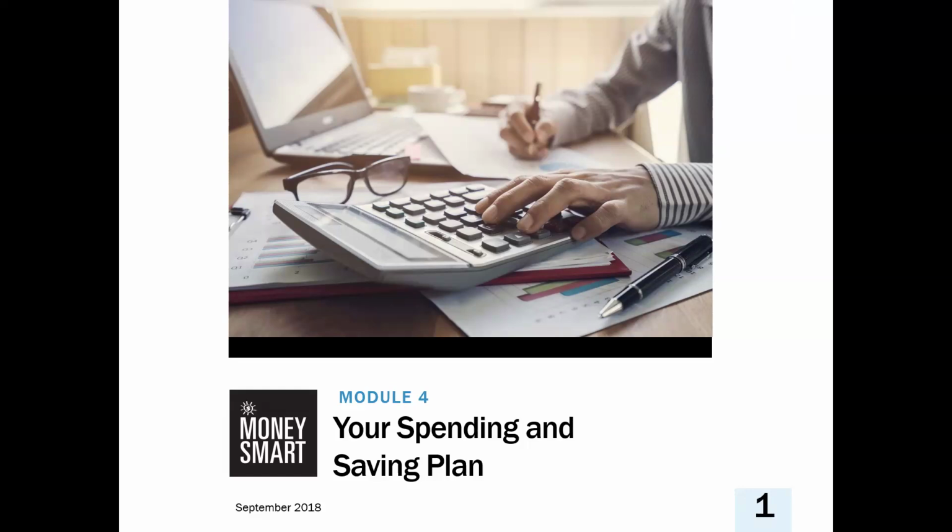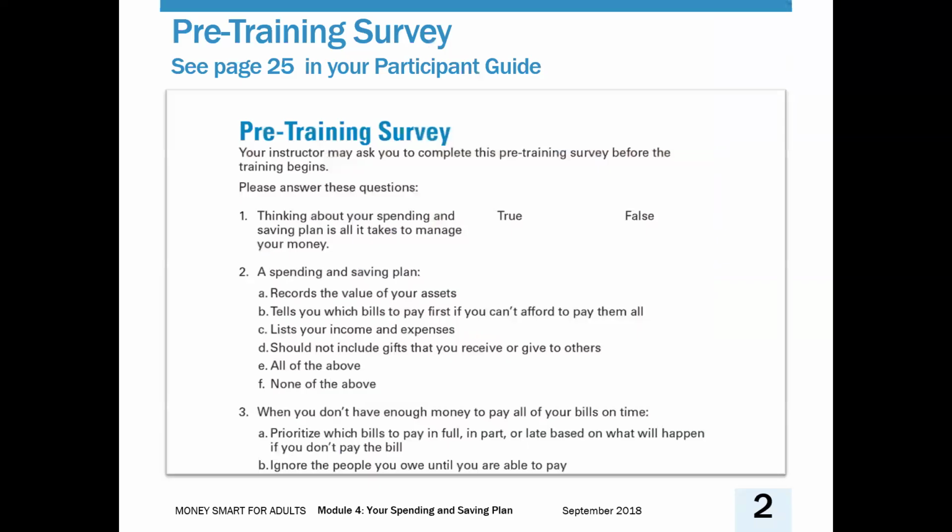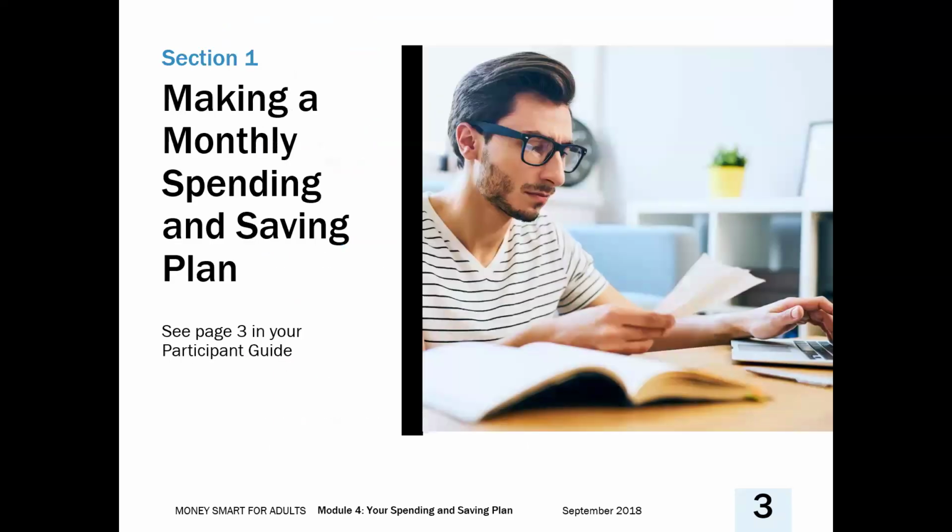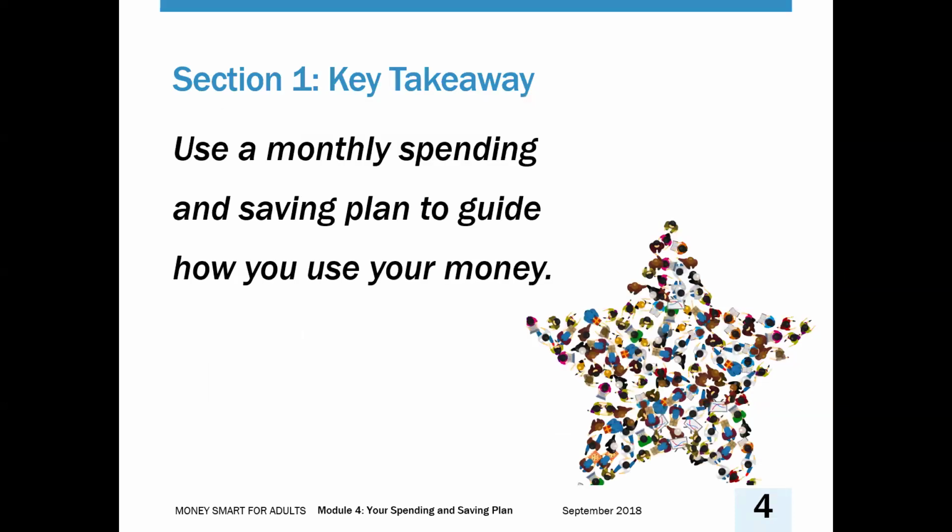Thanks, Lisa. Yeah, so tonight is your spending and savings plan. This is actually a really fast financial literacy workshop tonight. There's only two sections. In the first section, we're going to go over making a monthly spending and savings plan. So we're going to discuss creating a spending and savings plan, and then we'll talk about ways to increase income and decrease expenses. And the key takeaway from section one: use a monthly spending and savings plan to guide how you're going to use your money.